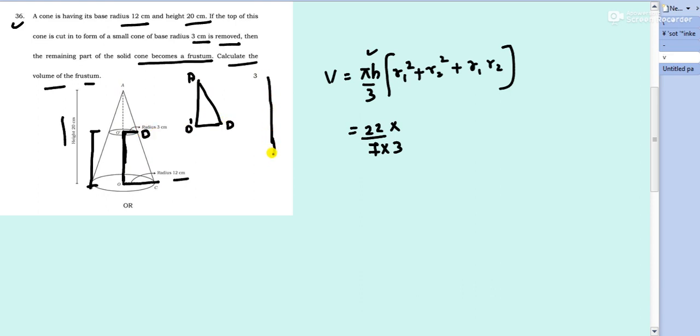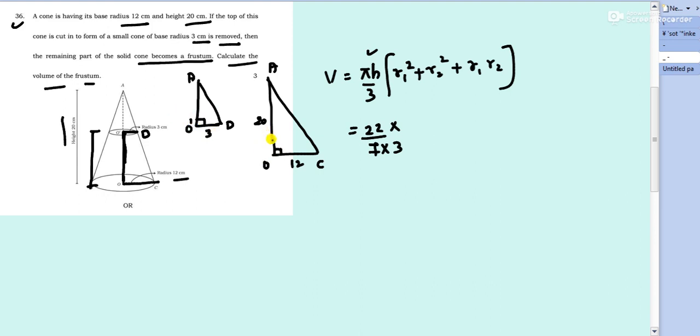And if you look at the bigger one, this is A, O, C. You have to use this. How much is this? This is 20, correct? How much is this? 12. How much is this smaller radius? 3. We don't know this. So using both of them, what?